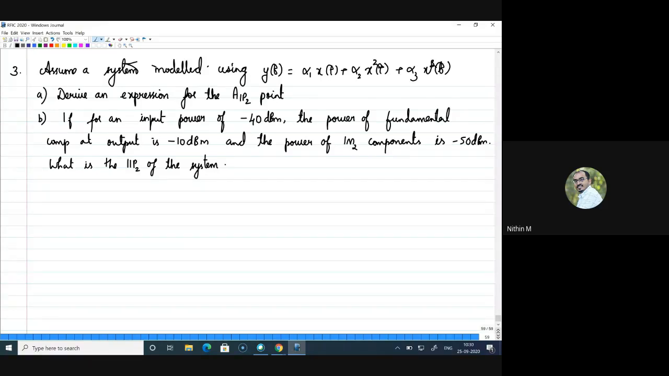So first you have to get an expression for AIP2, and then it is given that for an input power of minus 40 dBm, the fundamental component is at minus 10 dBm and the IM2 component is at minus 50 dBm. So what will be the IIP2 of the system? You can try for 1 or 2 minutes before posting answers, and I shall check with individuals so that I'll know whether they are attending or not.